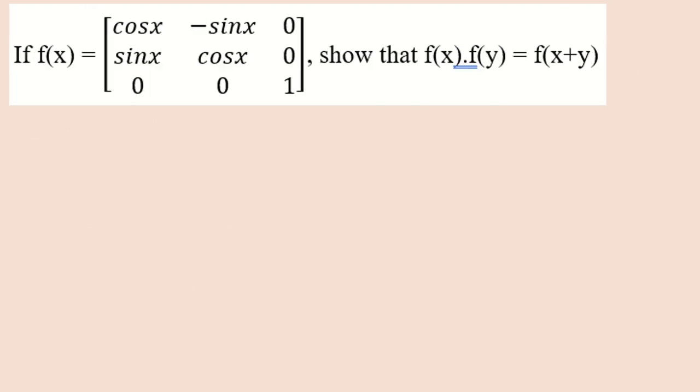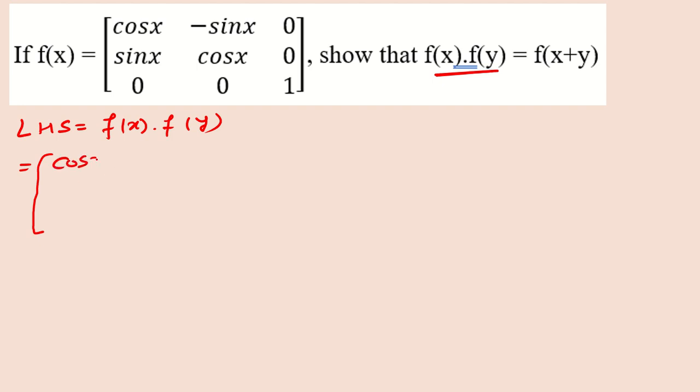Now the next question can be: if F(x) is equal to this matrix, show that F(x) times F(y) is equal to F(x plus y). So F(x) is given to us. What will be F(y)? I'll do one thing, I'll take the left hand side of this. So this is F(x) times F(y). Write the value of F(x) here. Why am I writing like this? Because multiplication will be easier then.